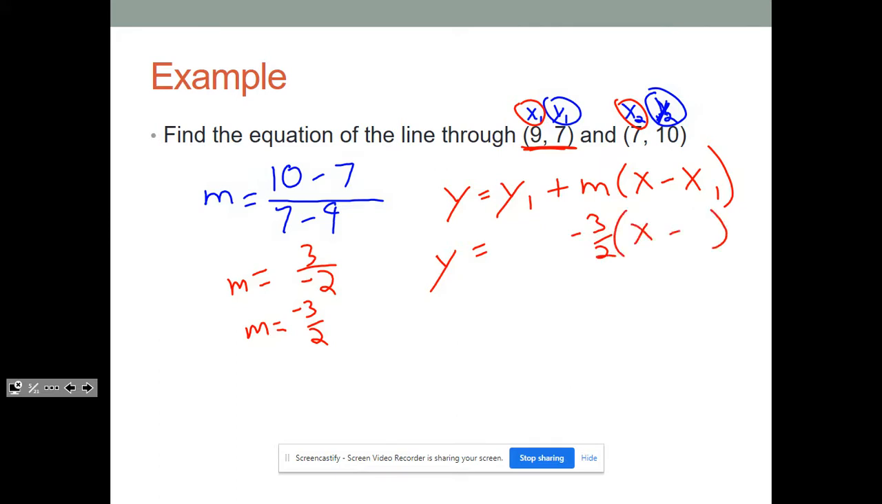Okay, x1, y1, we plug it in. You can use either point, doesn't matter. So x1 is 9, y1 is 7. All right, I could have used these as well to get the same answer.